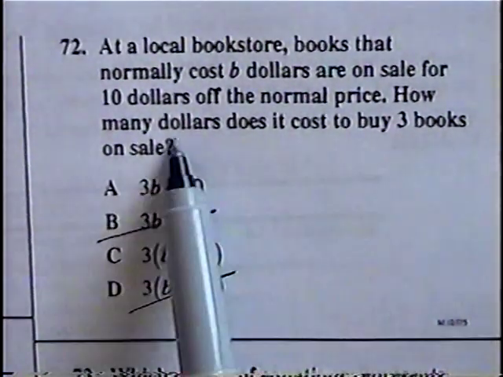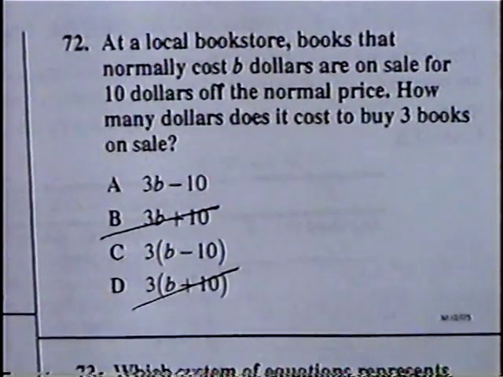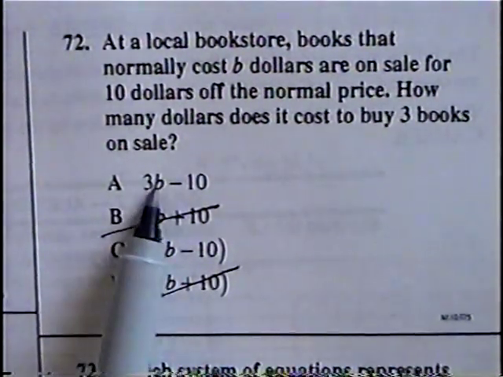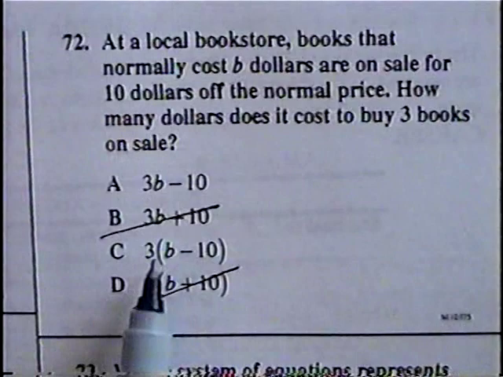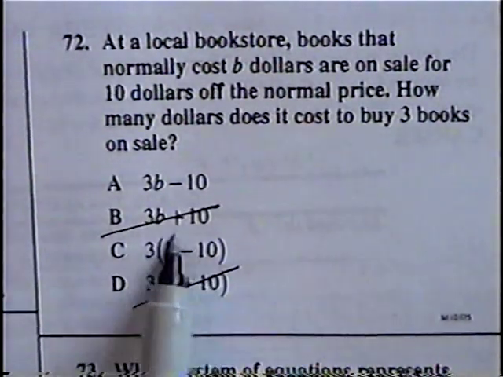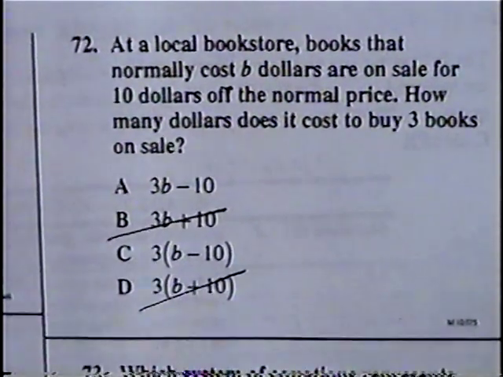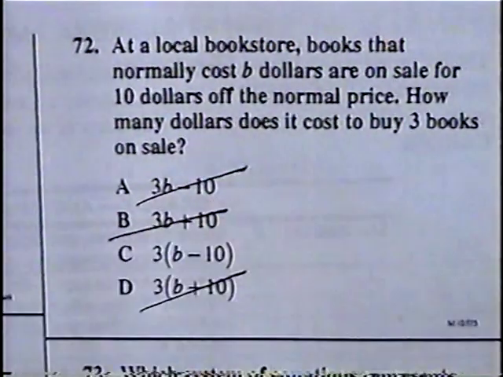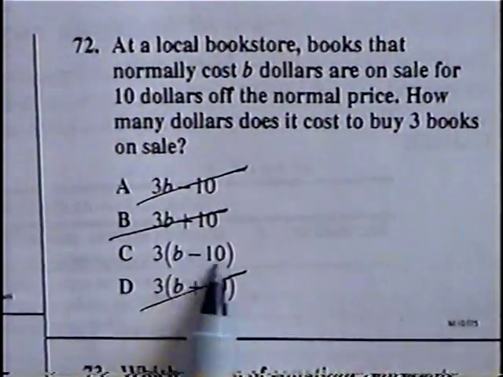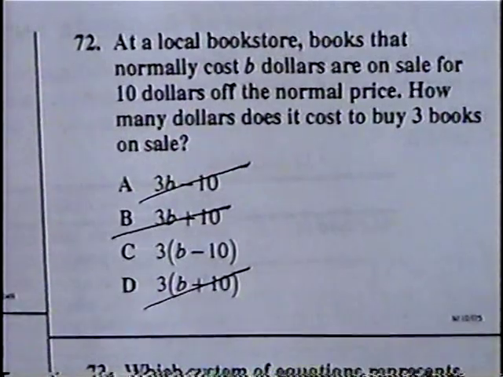The question is, how many dollars would it cost to buy 3 books? In letter A, this would be 3 times the books, and then we're taking $10 off. In letter C, this would be 3 times the quantity of each book minus $10. A would be incorrect because we'll be taking $10 off of each book and then multiplying by 3, or buying 3.